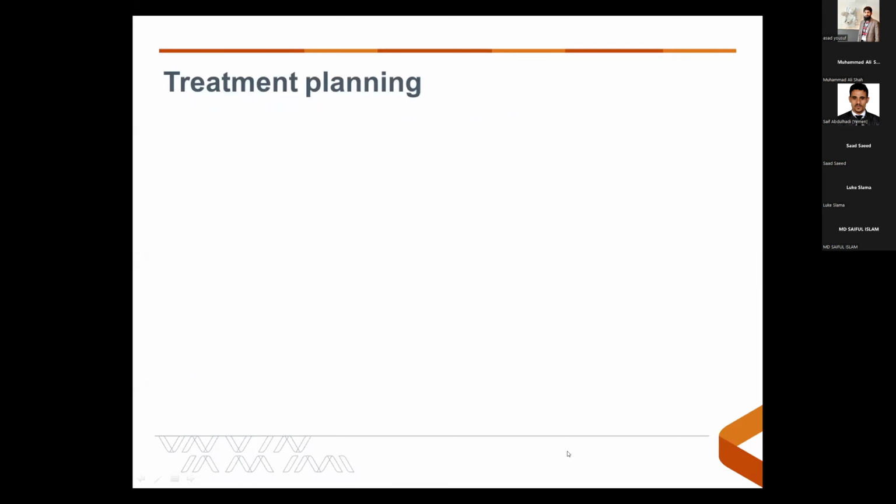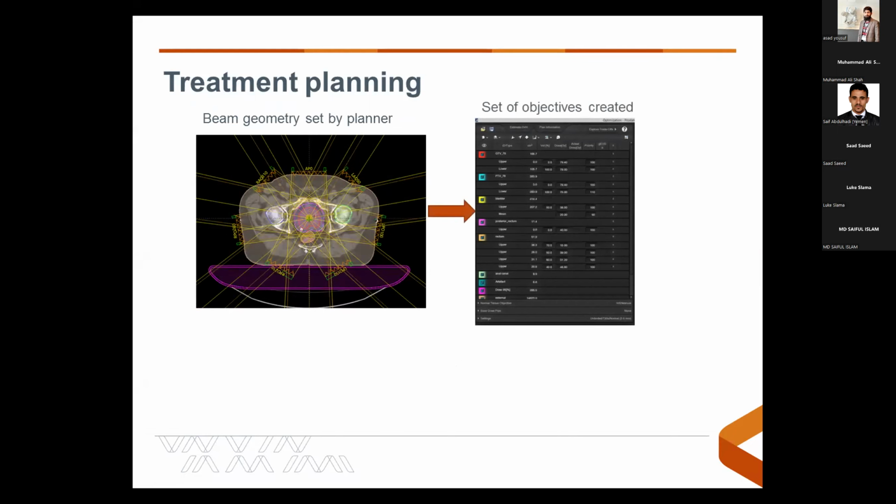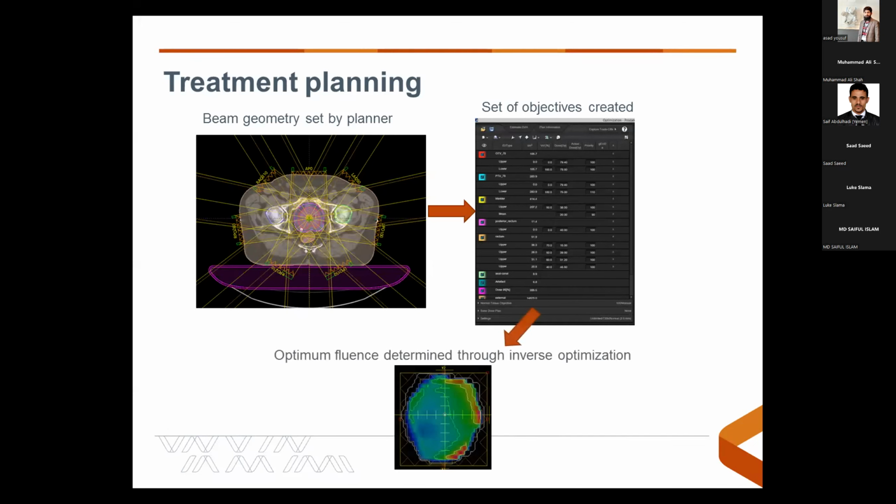Treatment planning. The planner will set the beam geometry, so the gantry and collimator angles, and then they'll create a set of objectives. This is the objective window in the Eclipse treatment planning system. They set some dose volume statistics they want to achieve and a set of priorities for those dose volume statistics. The planning system will then perform an inverse optimization to try and get the best fluence to obtain those plan objectives.